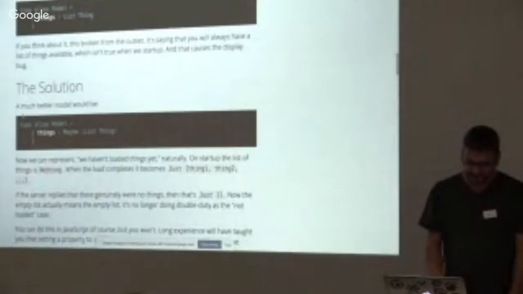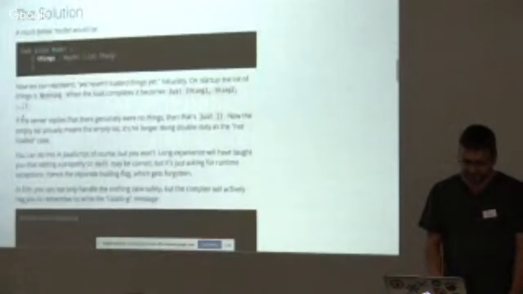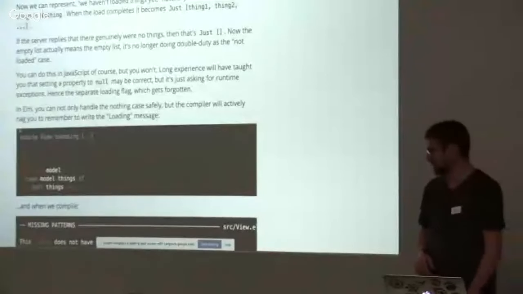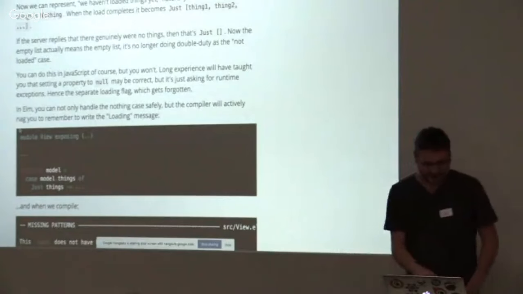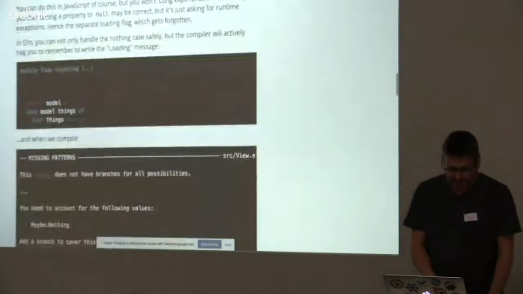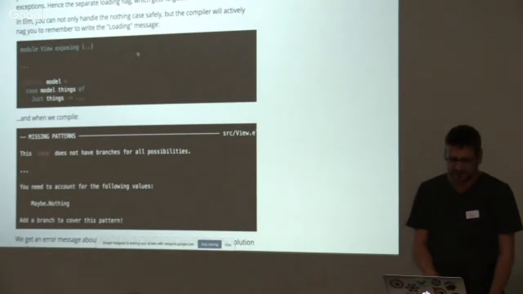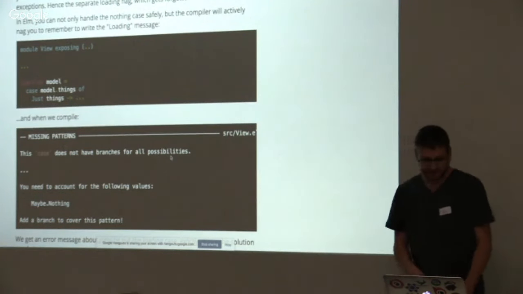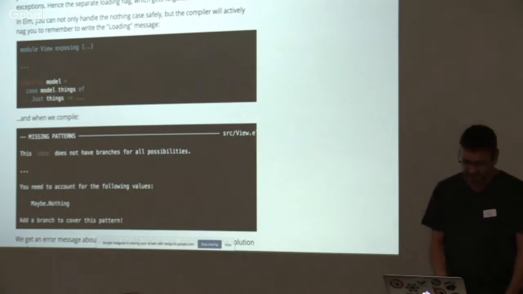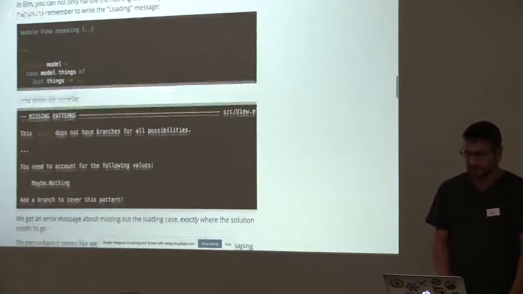So Elm allows us to create models which are effectively algebraic data types. Joe talked about the maybe monads, which can be just or nothing. When you use an algebraic data type in Elm and you don't handle all the possibilities, it gives you a compile time warning to say, this case does not have branches for all possibilities. You need to account for maybe nothing.